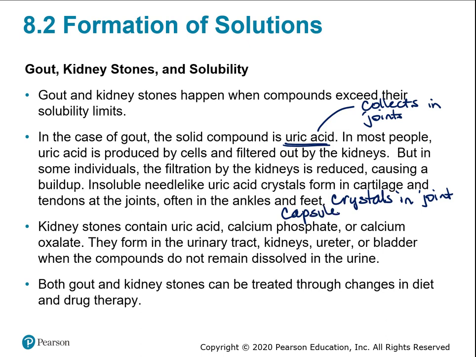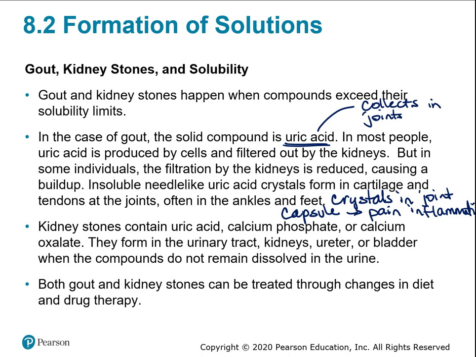And so any kind of movement is painful. People say it feels like there are little sharp, pointy crystals in the joint. So that causes pain, inflammation, loss of mobility. Some of that is diet related. Kidney stones are another one. Kidney stones can have uric acid like gout does, but they can also have calcium salts.